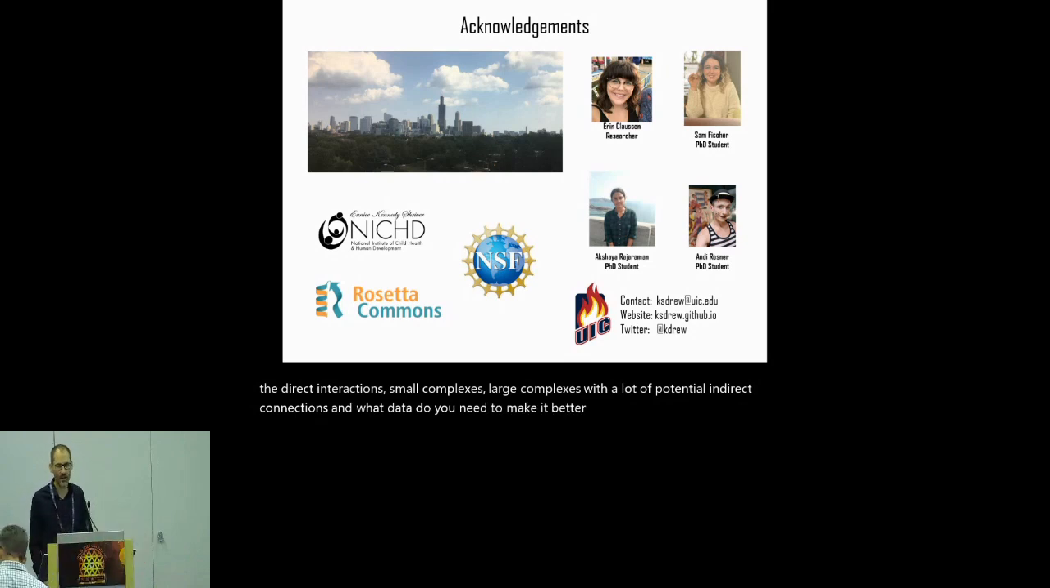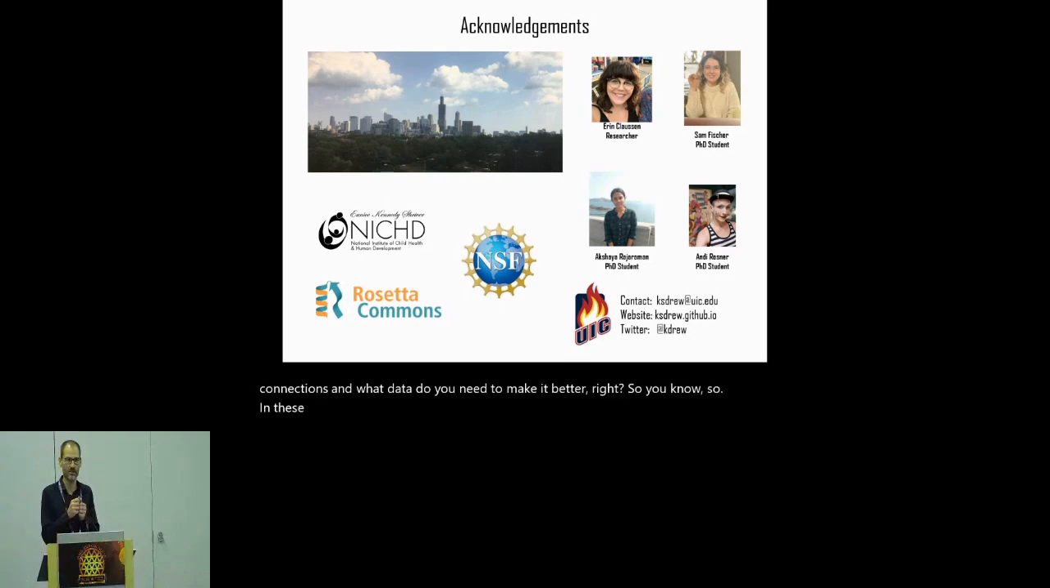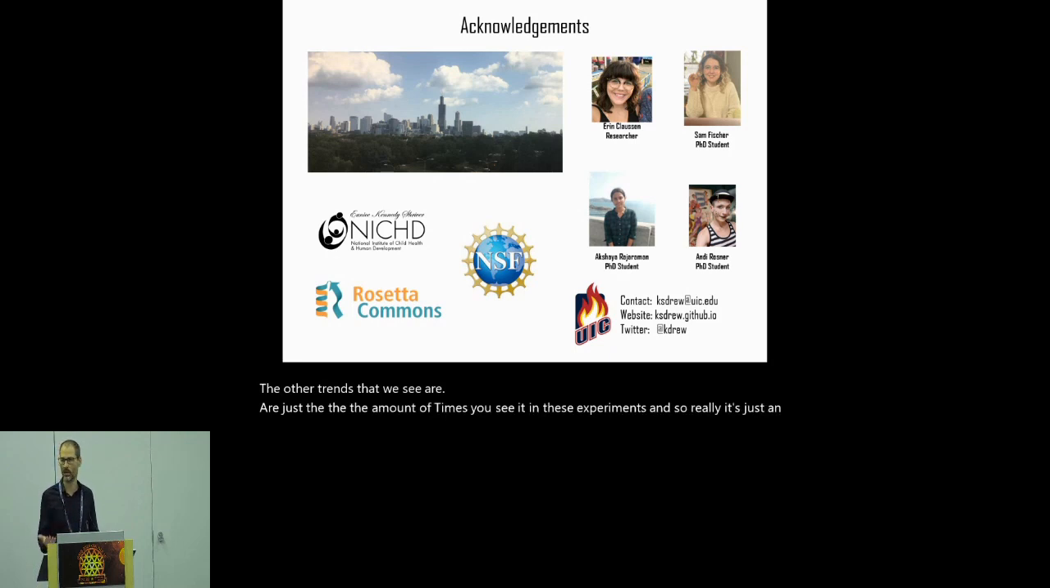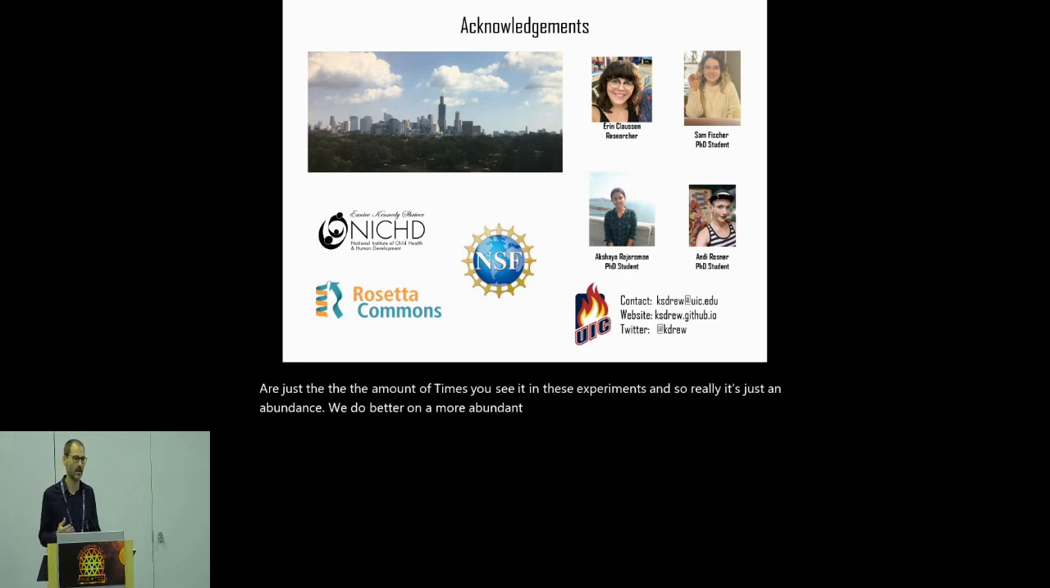Right. So in these experiments, you definitely need things to essentially fall apart. That's really where, if we go back to the cofractionation experiment, you really need something to fall apart to see these signatures that it's a subcomplex. So actually, we do fairly poorly on the core of the proteasome because it never breaks up. It's extremely stable. The other trend that we see is just the number of times you see it in these experiments. And so really it's just abundance. We do better on more abundant protein complexes than others. And as we sample more and more, we're going to do better.